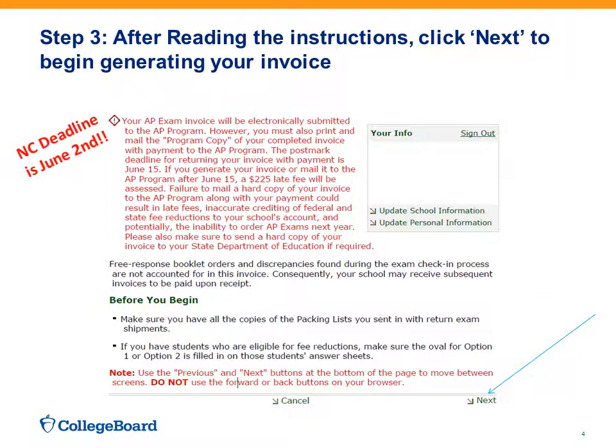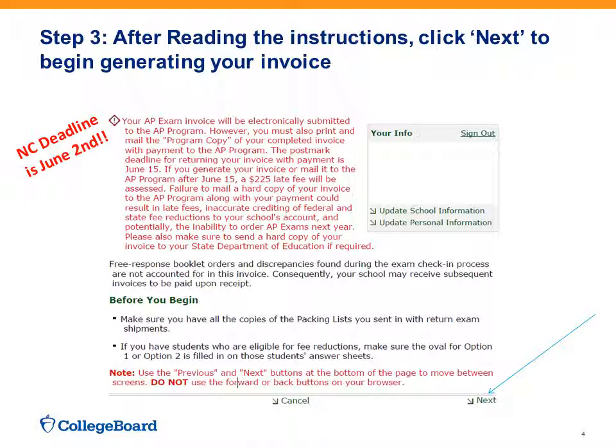In step 3, you will begin generating your invoice. You'll notice on the screen it refers to a deadline of June 15th. Remember, North Carolina has a unique deadline, and this year that deadline will be June 2nd for our state.